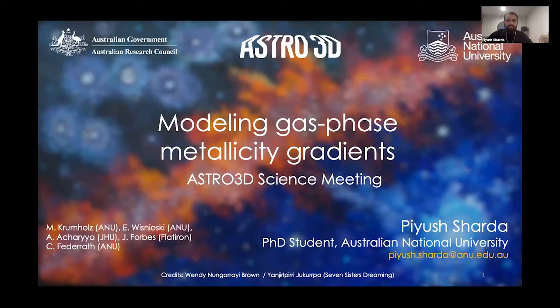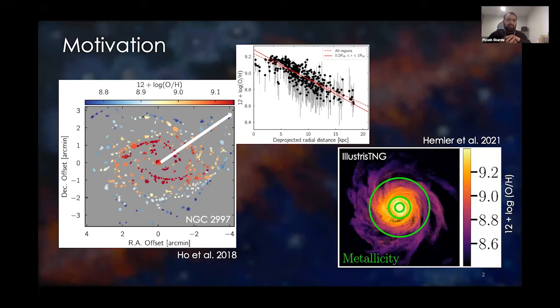I'm a PhD student at ANU, and today I'll be telling you about some of the theoretical work that we have been doing to model spatially resolved gas phase metallicities and metallicity gradients. The reason we want to do this right now is because of this amazing data set that is coming out of integral field unit spectroscopy, where you can really look at spatially resolved regions of a galaxy, even in metallicity space, and figure out the metallicity history as well as evolution in galaxies.